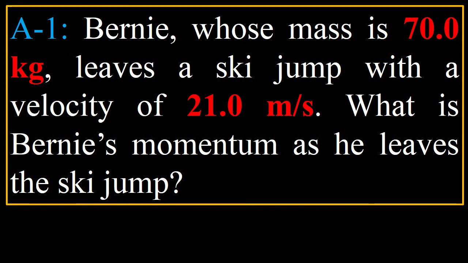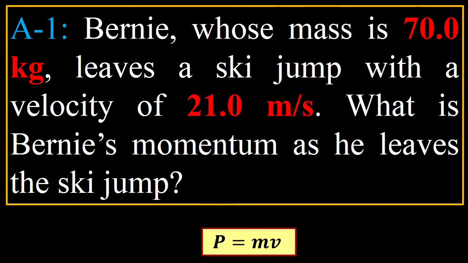Bernie, whose mass is 70 kilograms, leaves a ski jump with a velocity of 21 meters per second. What is Bernie's momentum as he leaves the ski jump? Well, it's not asking for a change in momentum, it's just asking for momentum. And momentum is mass times velocity. That's all it is, nothing more, nothing less. So it's going to be 70 times 21.